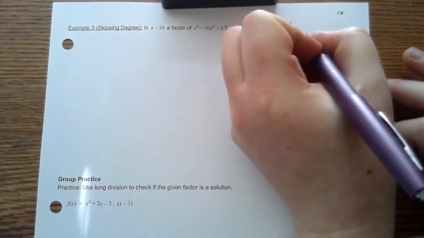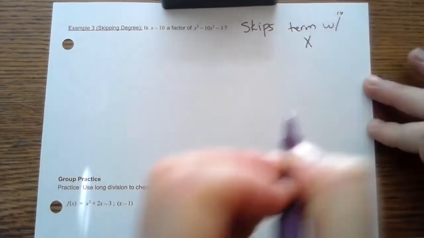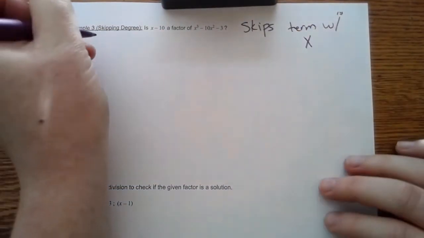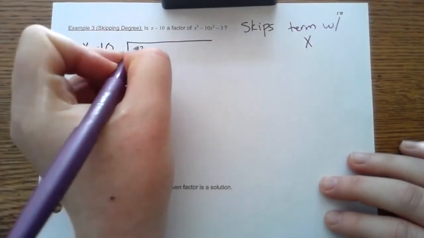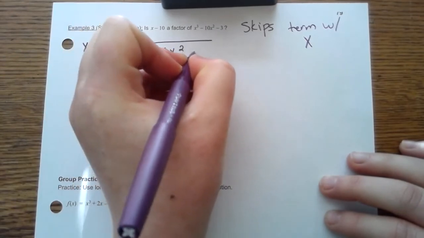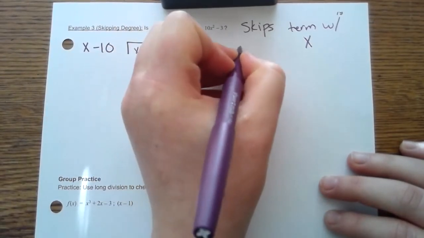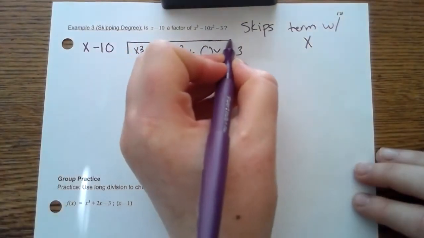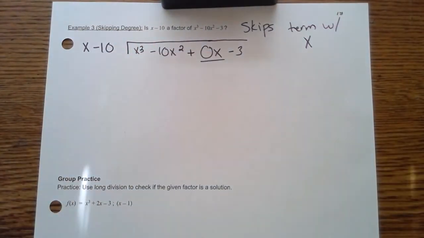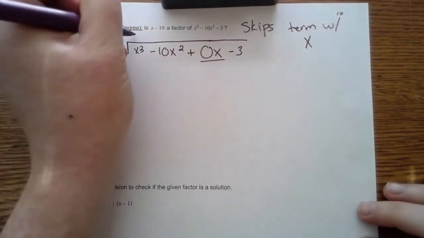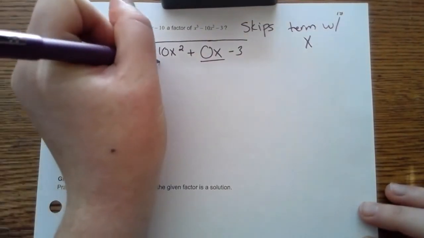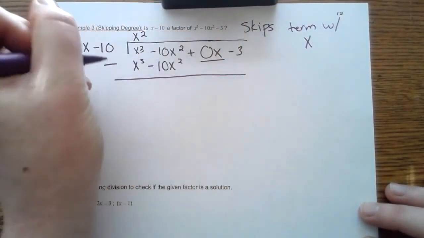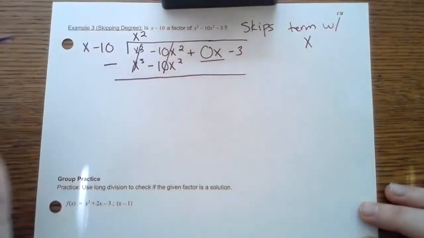It skips the term with x. So here's what we do. We're going to set it up. But when I write it down, I'm going to put a placeholder. That's my placeholder. Okay, make sure you do that. So now we're going to go through it the same way. I want these to match, so I would need x squared. So a big minus sign, x cubed minus 10x squared. Those go away, and those go away.